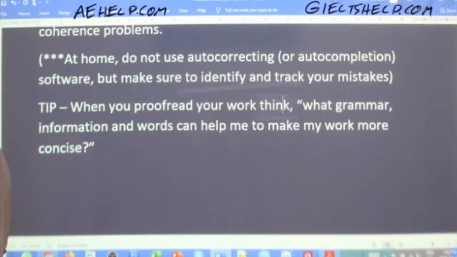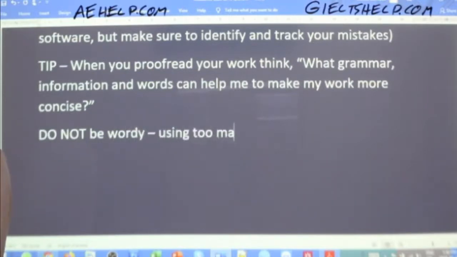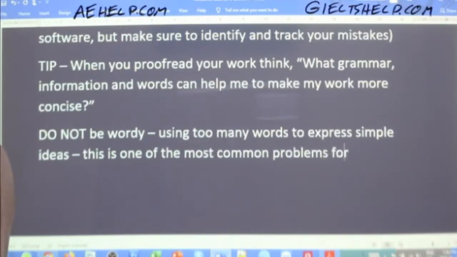This doesn't mean use simple grammar, but do not over-explain or be wordy. Okay, that's another way to say it. Do not be wordy. It means using too many words to express simple ideas. Okay, this is one of the most common problems for Band 6 and 7 IELTS students.